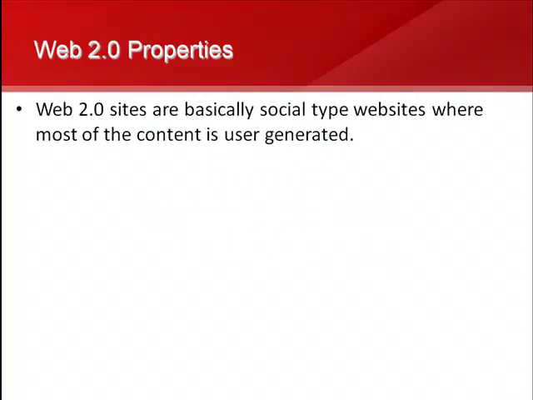So as we talked about a little bit last time, I'm just going to do a quick recap of Web 2.0 properties for those that are new and joining us. Basically, Web 2.0 sites are social type websites where most of the content is user generated. This means that these kinds of websites do not have teams and teams of people creating all this content. What they are doing is they're actually relying on people like you to create that content for them.